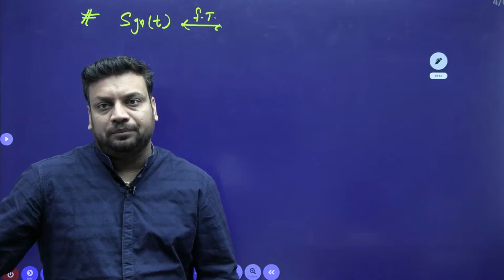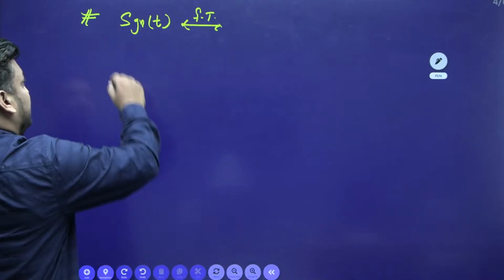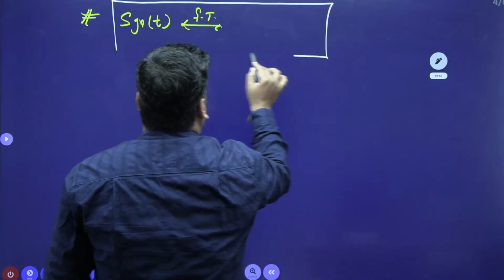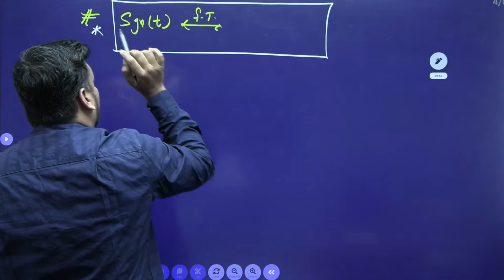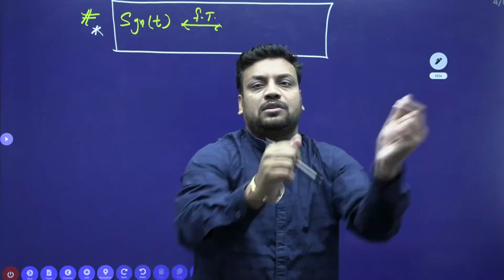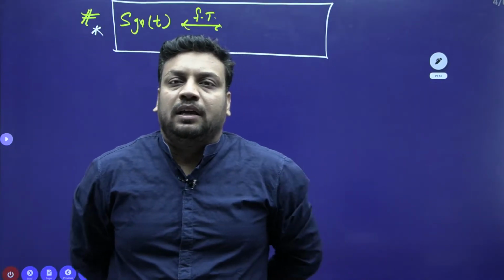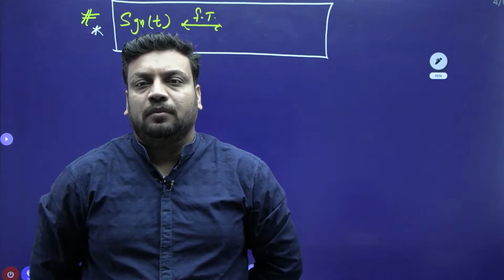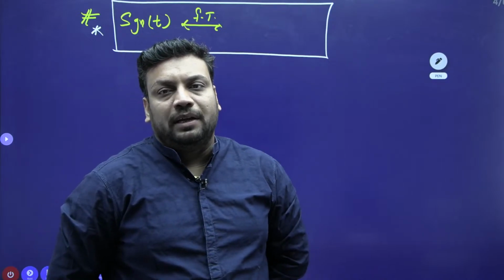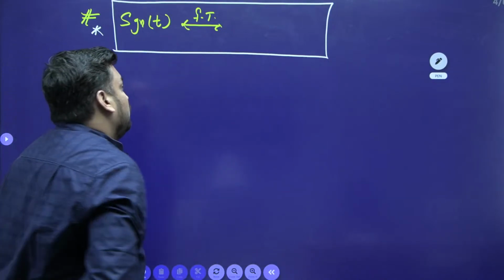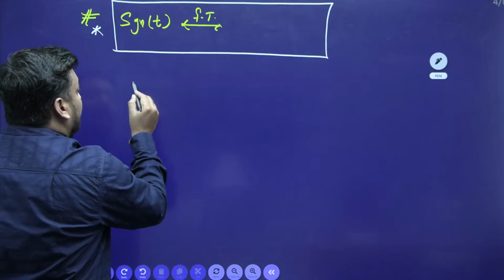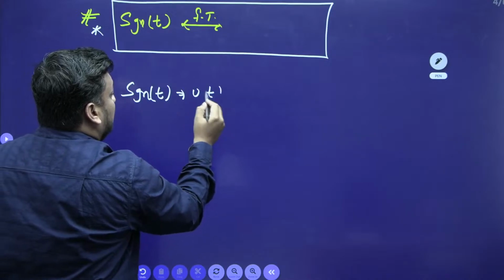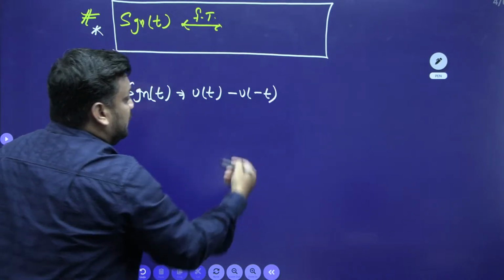I hope you remember. Now this time I am asking, what is the Fourier transform of the signum function of omega? 2 by s. Okay. So what I am writing here, can I write the signum function of t as u(t) minus u(-t)? Yes or no?